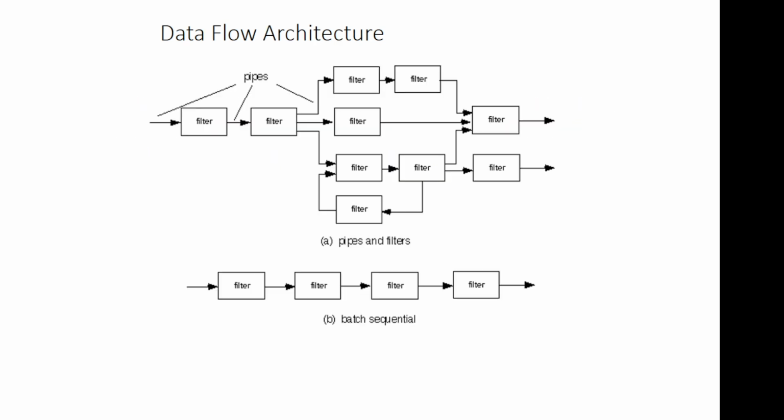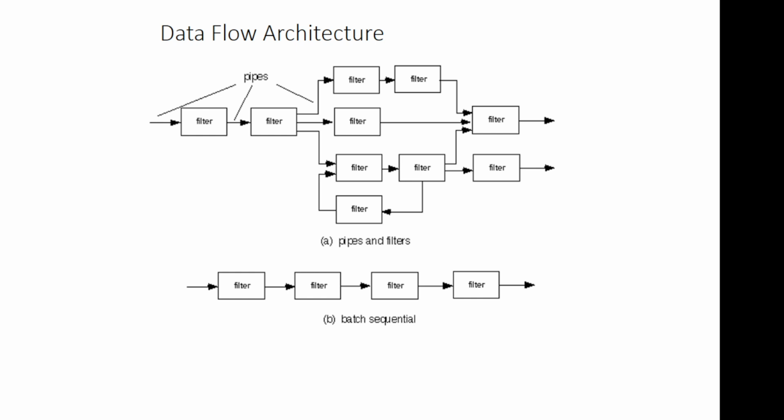So it is somewhat like this. The diagrams have two things. One is called pipe and filters, and the other is called batch sequential data flow. Pipe and filters both have pipes and filters, but the one shown in the A part has more flexibility than the B part.